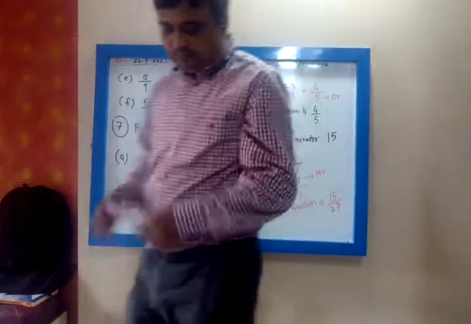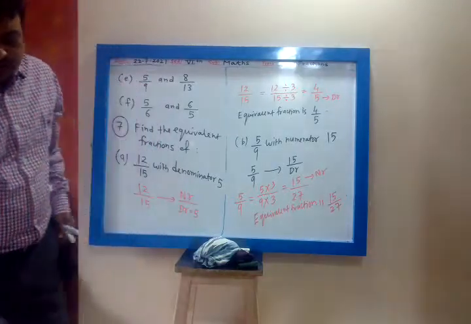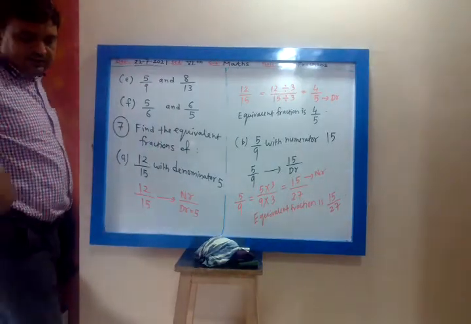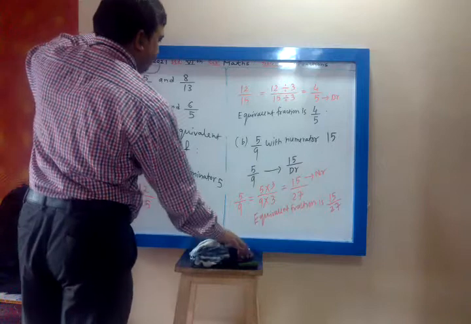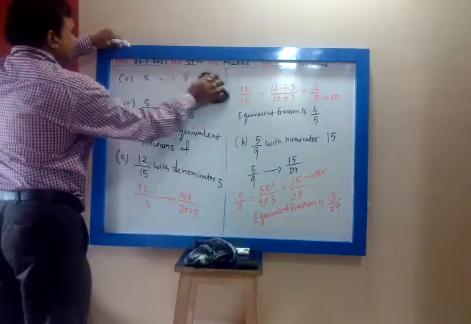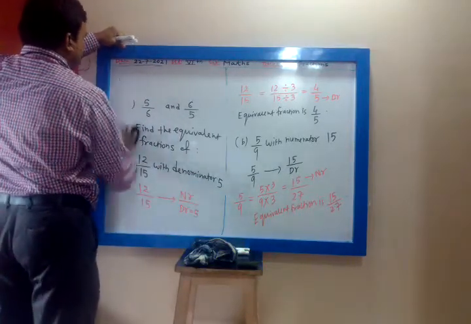Okay. Then 6 upon 27 with numerator 2. Let me give this as homework, a few problems.